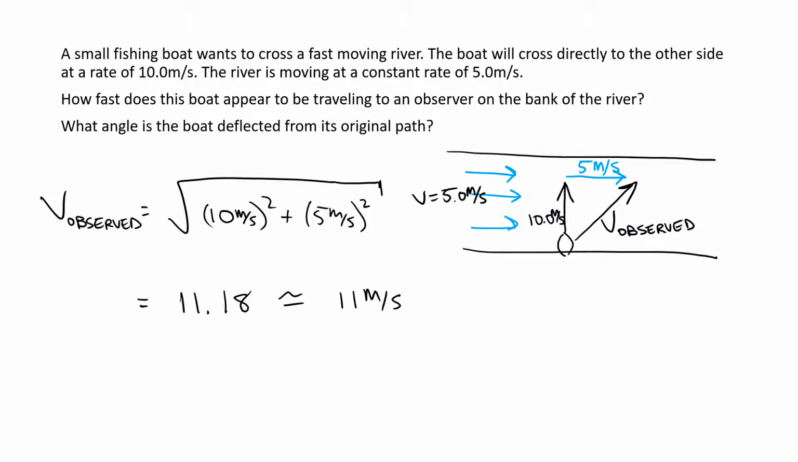So the observer on the shore sees the boat moving faster than the person in the boat feels like they're moving. This is a very general question on reference frames. Now, finding the angle: how far is this boat deflected? As soon as we learned all that trigonometry, we're just using it all the time. We're finding the angle deflected, now that we know all of the sides of the triangle.